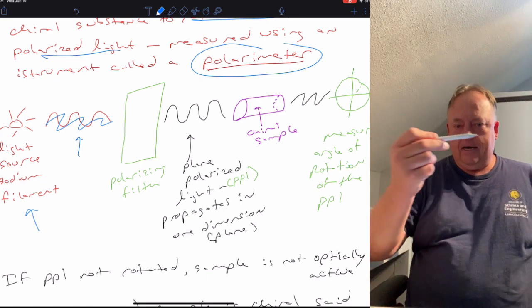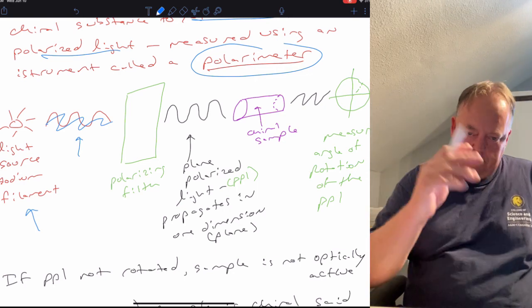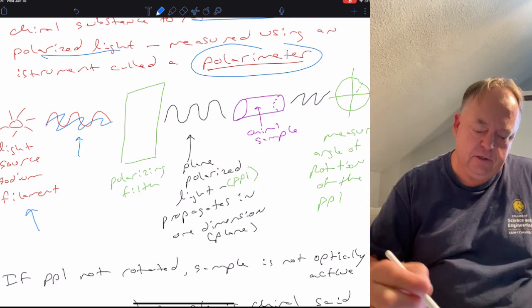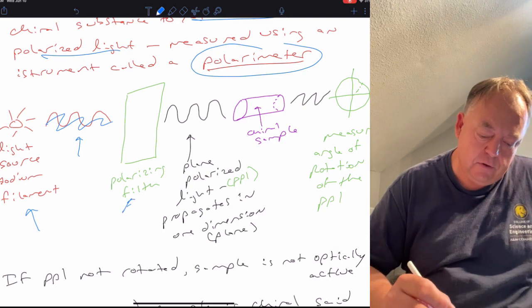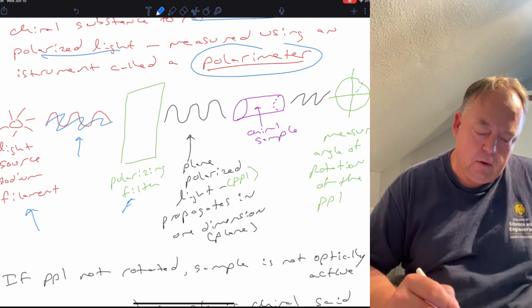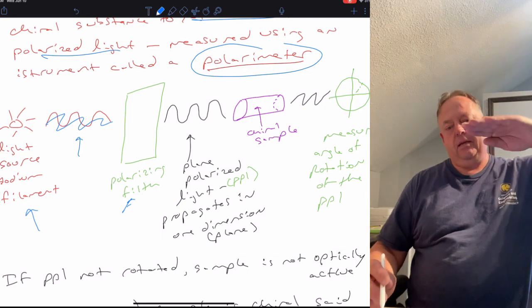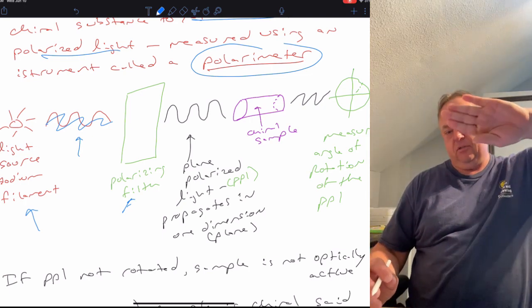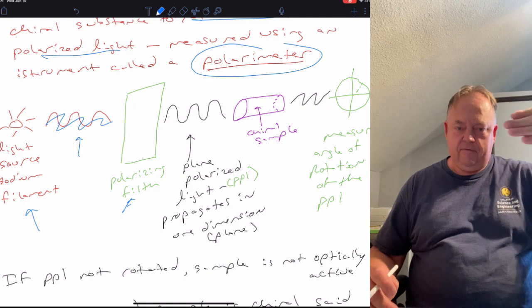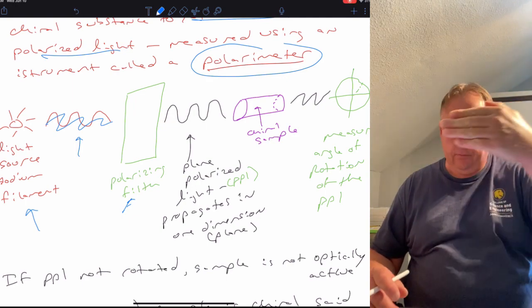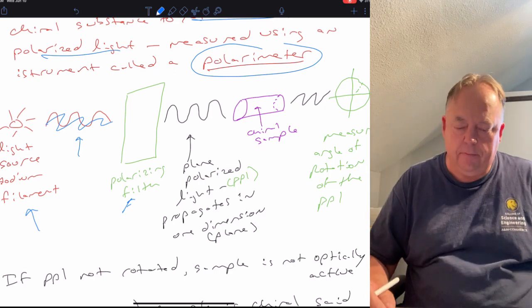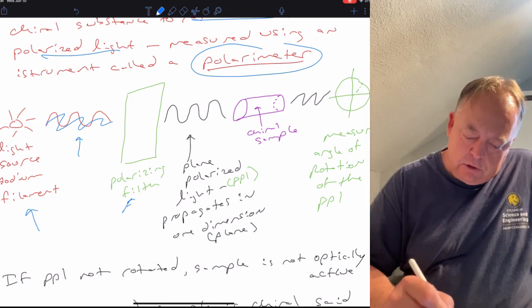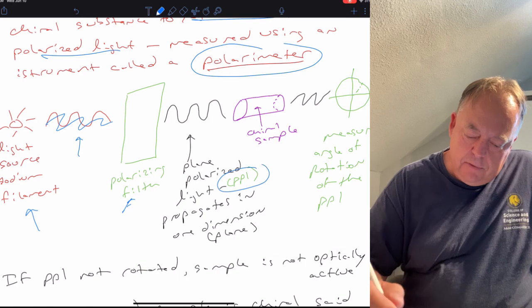Either propagating like that or propagating like that. But it does it in 360 degrees in all dimensions. And if you pass that light through what's called a polarizing filter, then it will filter out, so you have light propagating in all dimensions, right? But if you pass it through a polarizing filter, then the light that comes out is only propagating in one dimension. So we'll call it the dimension of the piece of paper, for example. So that's what's called plane polarized light. I'll just call it PPL.